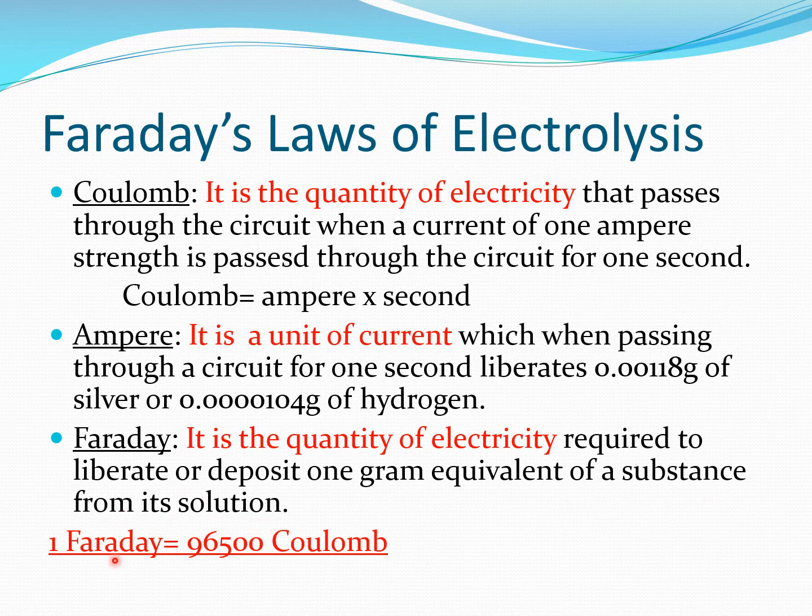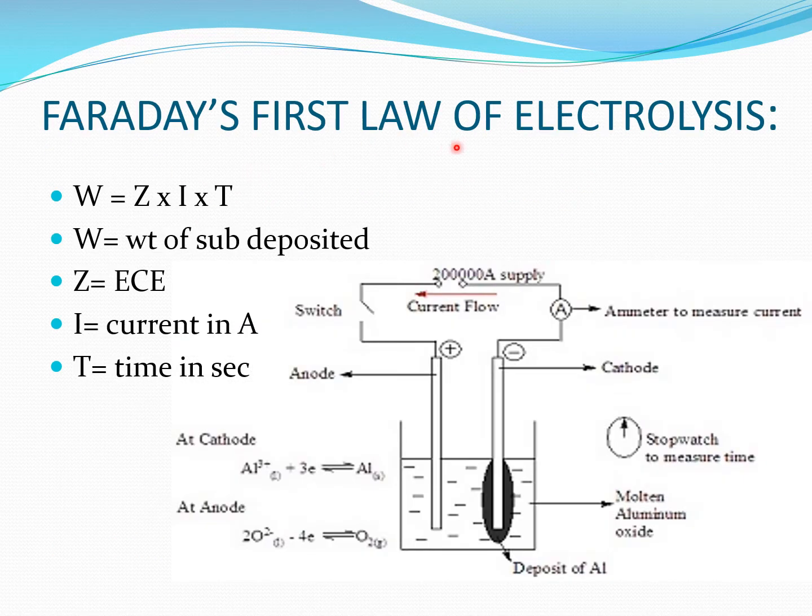And there is a relation between Faraday and Coulomb. 1 Faraday is equal to 96,500 Coulomb. Let us learn Faraday's first law of electrolysis. According to the first law, the weight of the substance deposited or liberated at an electrode during electrolysis is directly proportional to the quantity of electricity passed through the electrolyte.